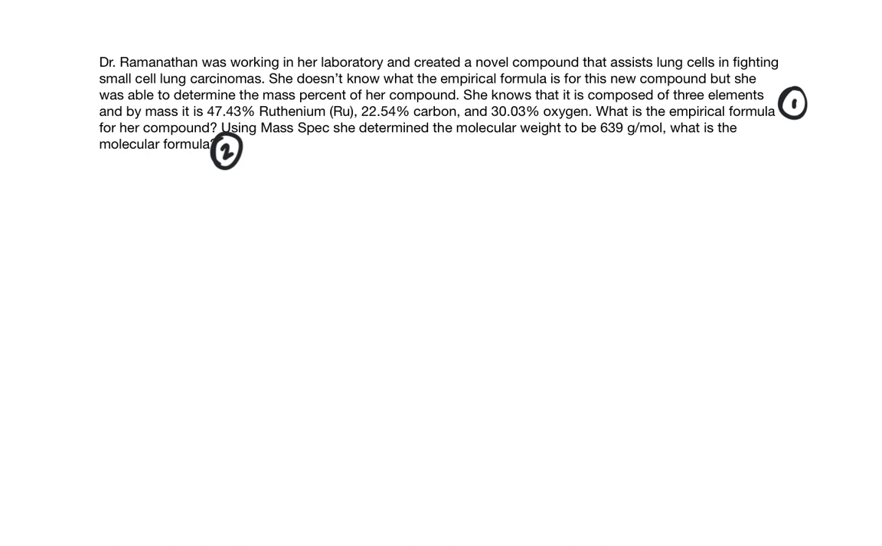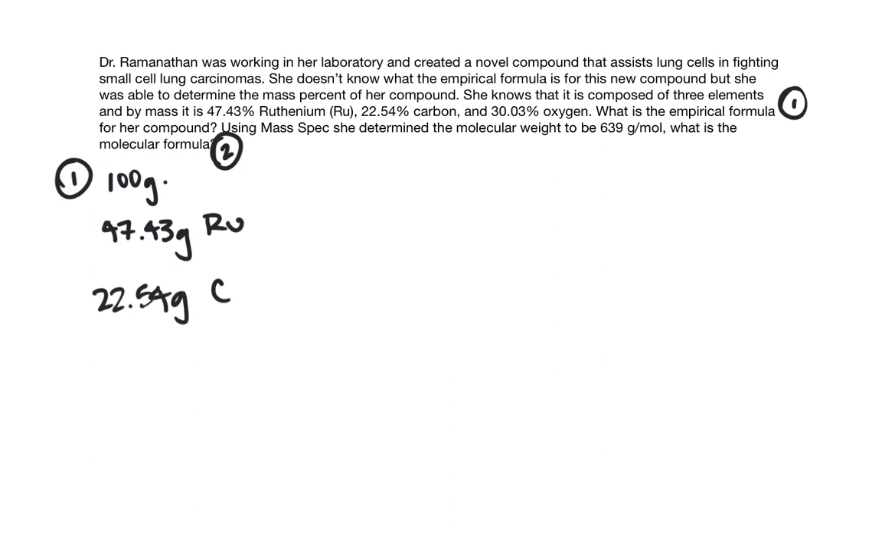So we're going to first solve for the empirical formula. So for question 1, we're going to make the 100-gram assumption. So we're going to assume that you have 100 grams. So that means you have 47.43 grams of ruthenium. And then you have 22.54 grams of carbon, and you have 30.03 grams of oxygen. So that's step 1. Step 2 is we're going to convert to moles.